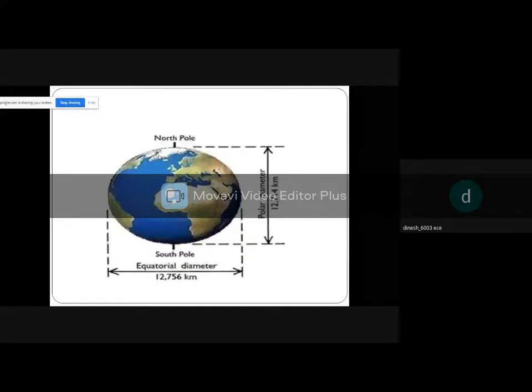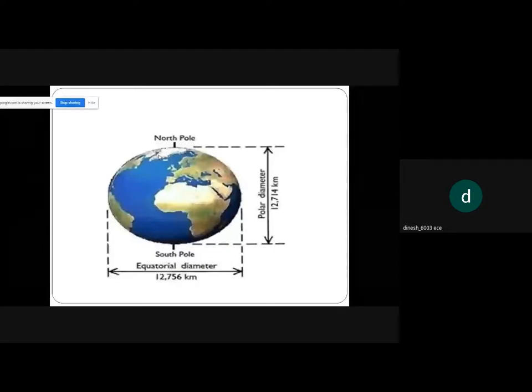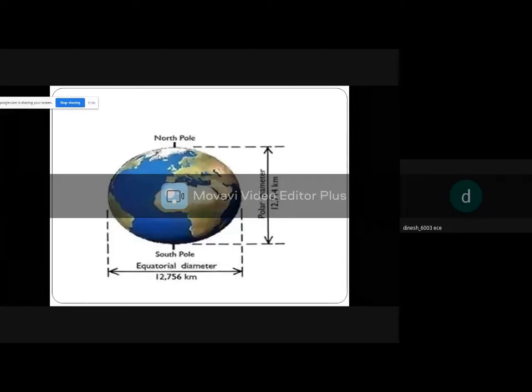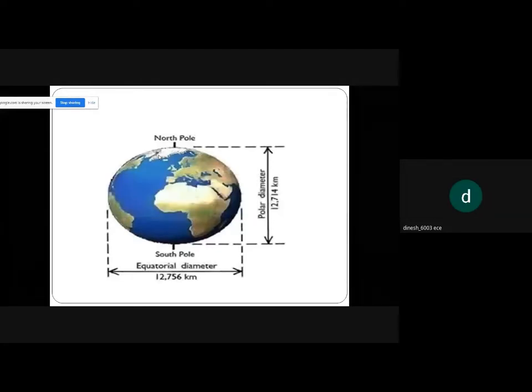The Earth has a North Pole and a South Pole. When we measure from the North Pole to the South Pole, the polar diameter is 12,714 kilometers. Whereas when you calculate the equatorial diameter, from the west direction to the opposite east direction, the equatorial diameter is 12,756 kilometers.